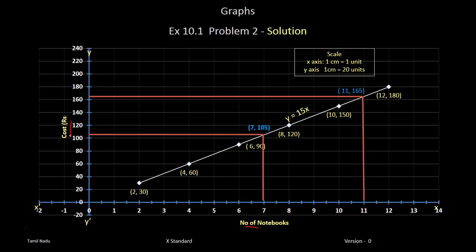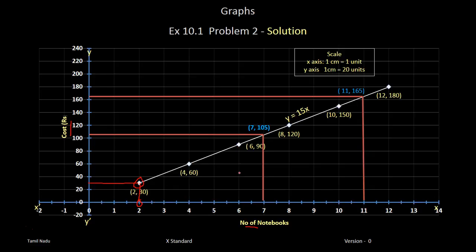Now let's start plotting the points. Okay, so what are the points? I hope you remember, that is (2, 30), right? So x is 2, right? And y is 30. So 30 is somewhere here, the midpoint. So from this point, we'll have to come horizontally, and from here we'll have to go vertically. The intersecting point is the plot. Okay, that is where the point lies.